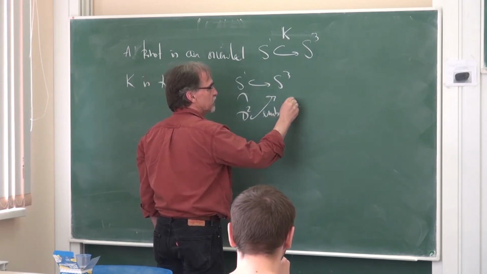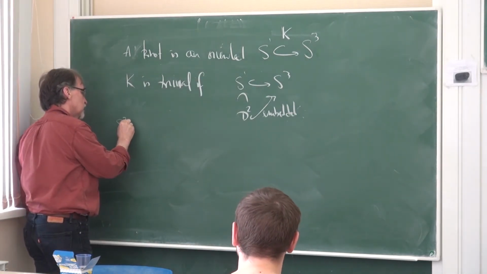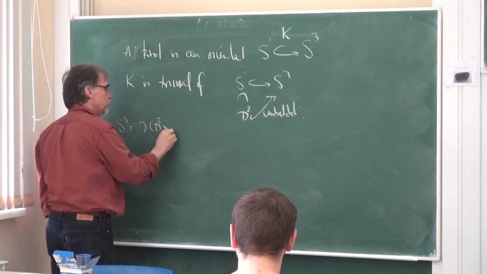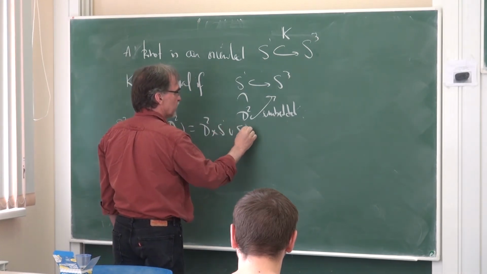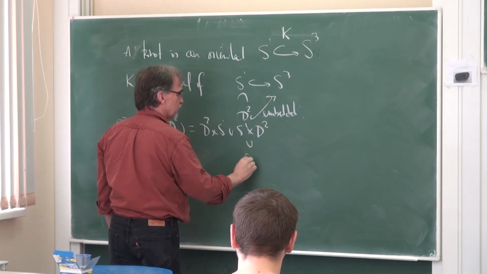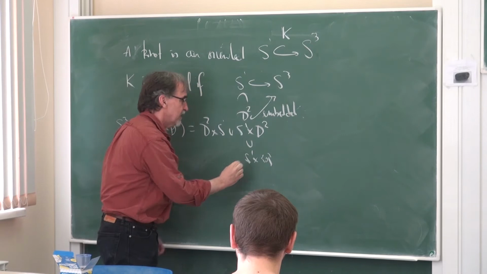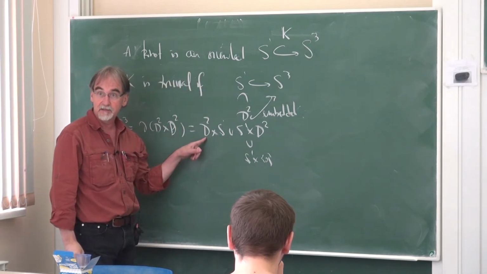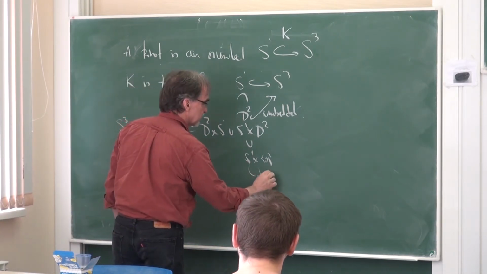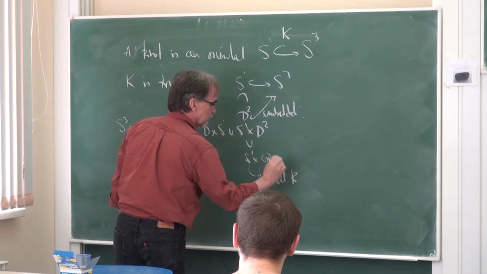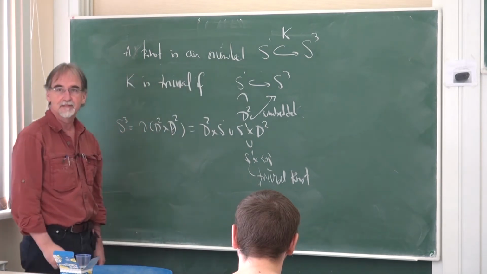So just to make sure we understand what that means, let's take a look. S3 is the boundary of D2 cross D2, which is D2 cross S1 union S1 cross D2. And inside here, of course, I have S1 cross 0, the origin. And that clearly bounds this disk. So there's a nice model for the trivial knot. Maybe I'll call that T for trivial.